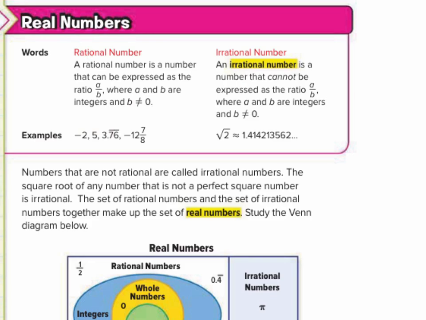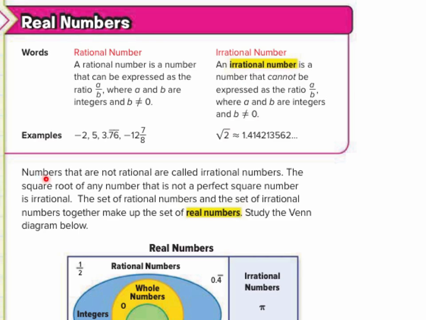Well, if we have a rational number, then we're going to have an irrational number as well. An irrational number is a number that cannot be expressed as the ratio a over b, where a and b are integers and b is not equal to 0. One example is the square root of 2, because it's about 1.414213562 and keeps going on forever and ever, does not repeat, does not terminate.